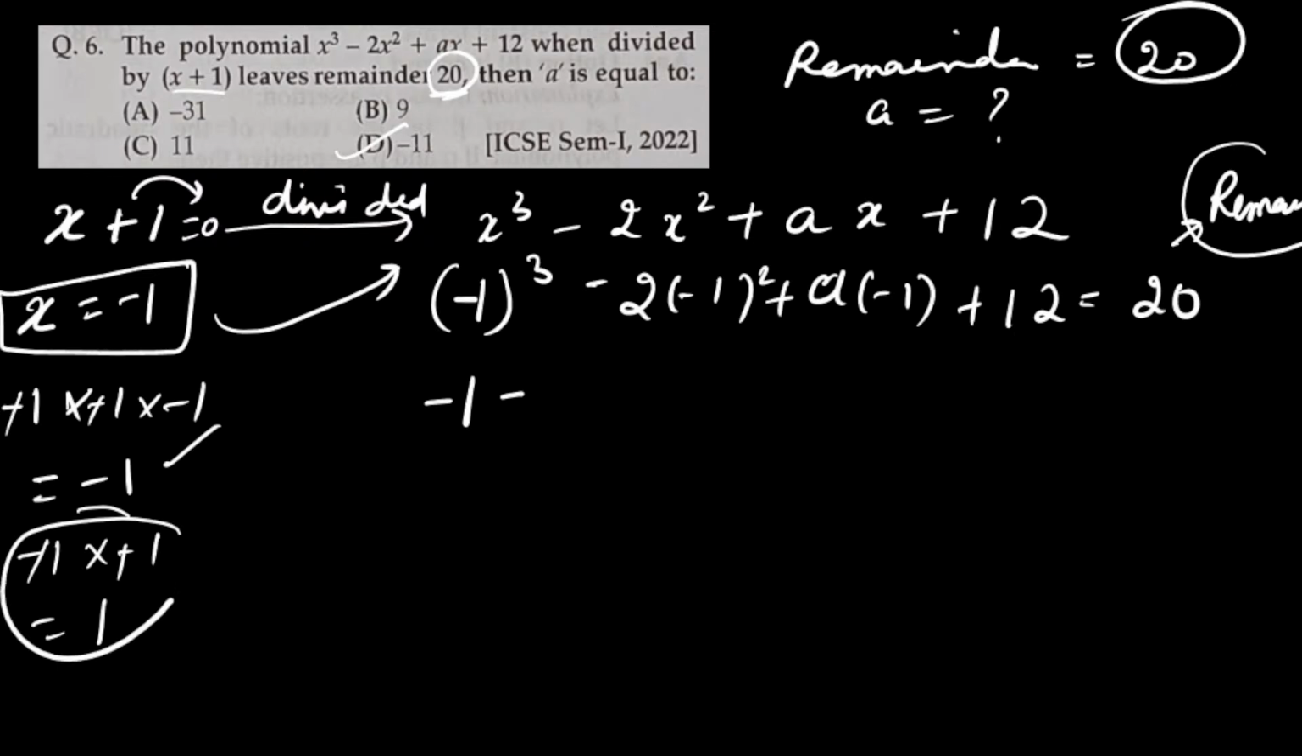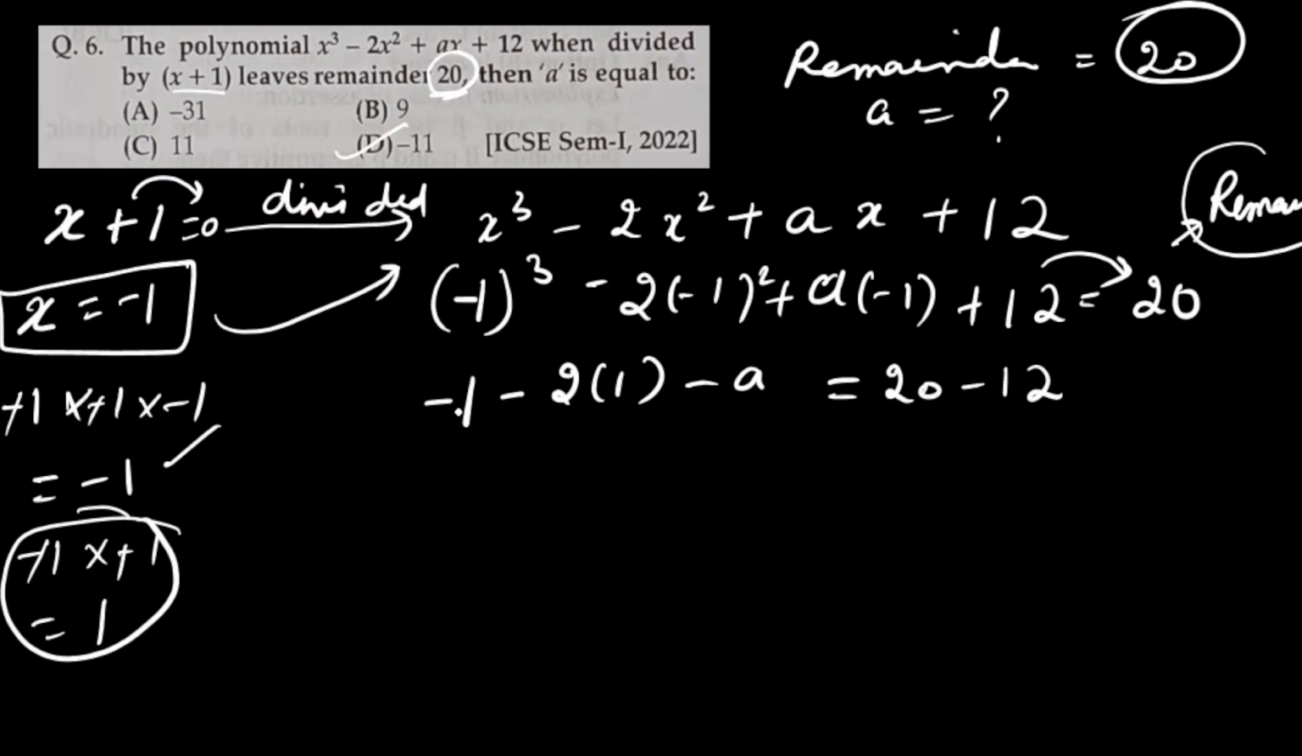So minus 1 into minus 1 is 1. 2 into 1 is 2. A into minus 1 is minus 1a, or minus a, plus 12 is equal to 20. So like terms you have to solve. If you want 12, you can shift it to the other side. So when we shift 12 to the other side, it will get subtracted. So 20 minus 12 we can do.